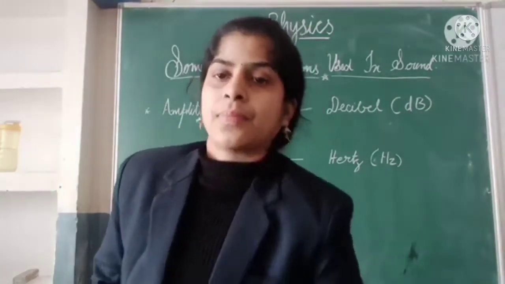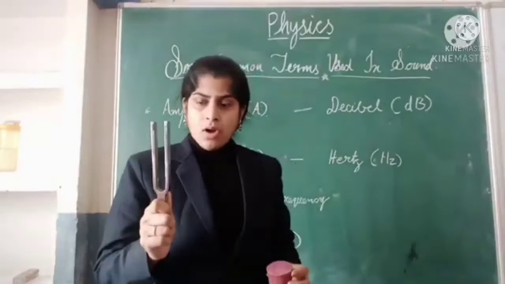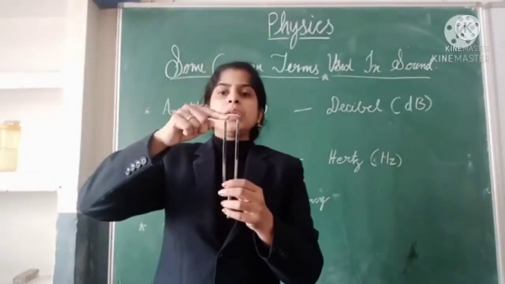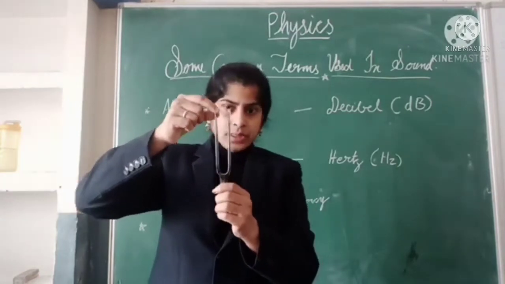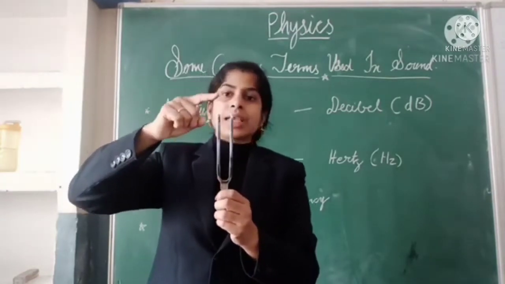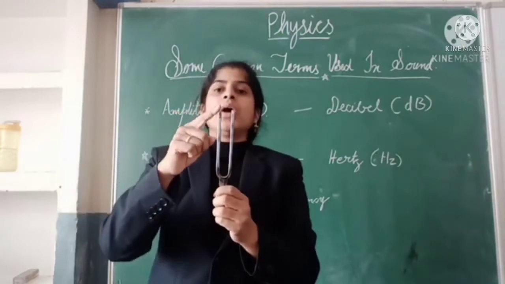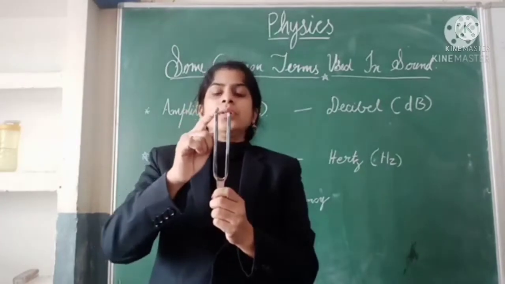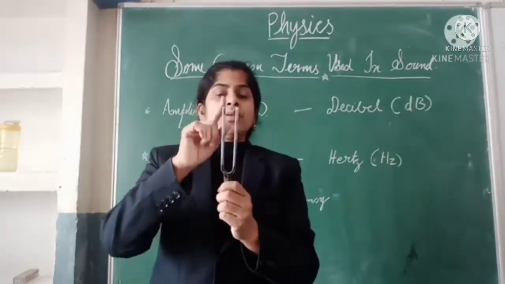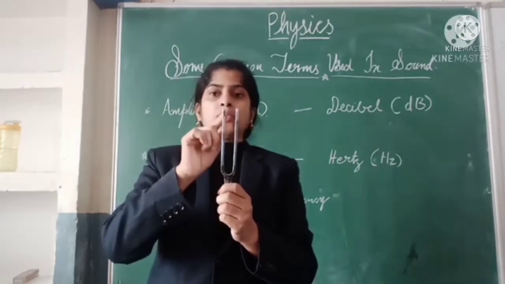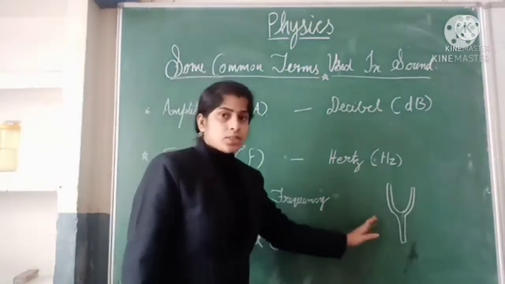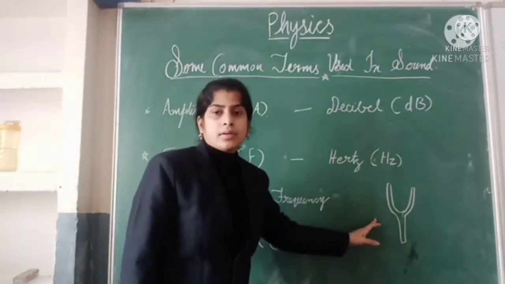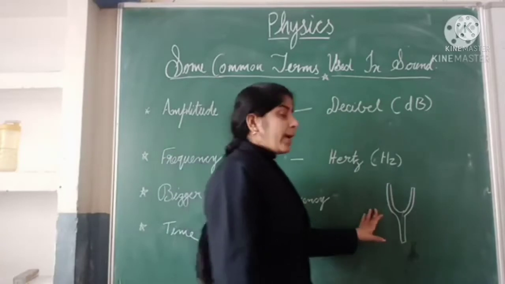See, when this is struck, it will vibrate. So think about this as the mean position. This is the mean position, take it as A. So when it vibrates, it will move back and forth, otherwise to and fro motion. This is the tuning fork. So when this tuning fork is struck on the hard rubber, it will vibrate.